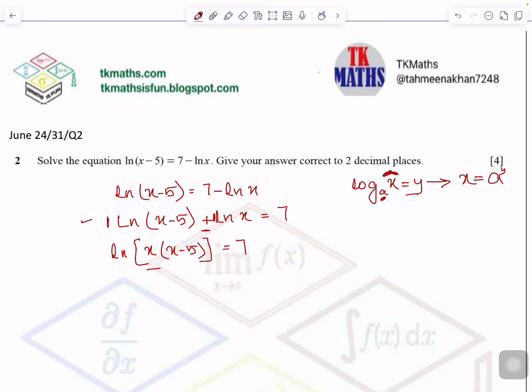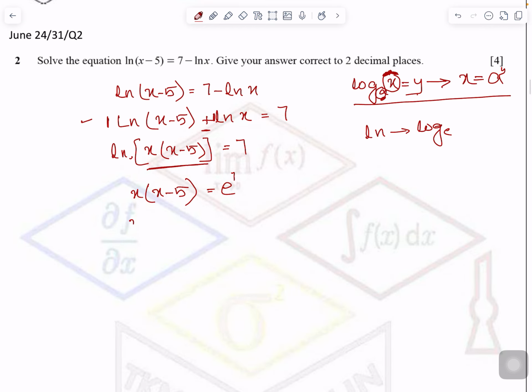So here also this whole thing is acting as x. So it will be x times x minus 5. The base was a here. What is the base here? e. When it is ln, I told you ln means log base e. It means base e is here. So I can write e power 7. I'm just using this rule, how to convert log into index form. Then I will expand the bracket. It is my quadratic equation.